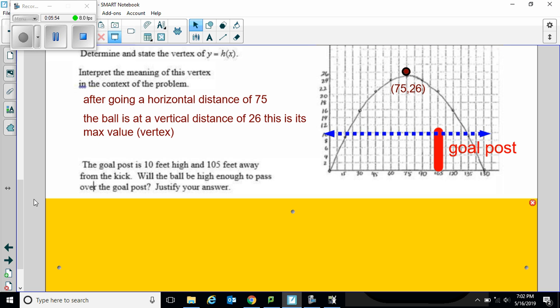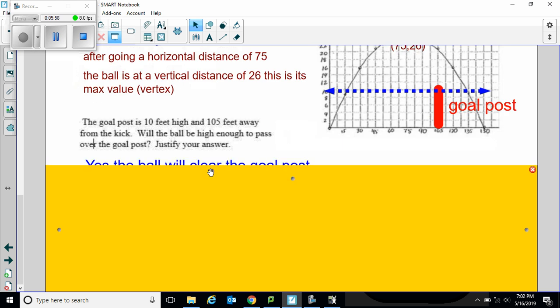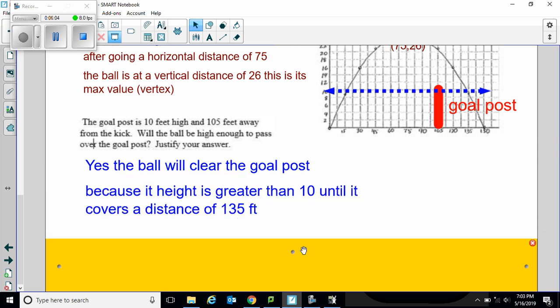But that's not enough for our Regents. We have to be able to justify your answer. So a more complete answer, instead of saying, yes, it will be long enough, look at the graph, is to be precise and say, yes, the ball will clear the goalpost because its height is greater than 10 until it covers a distance of 135 feet.